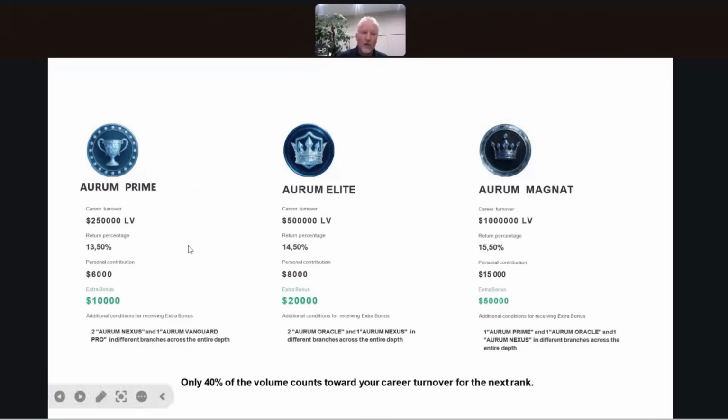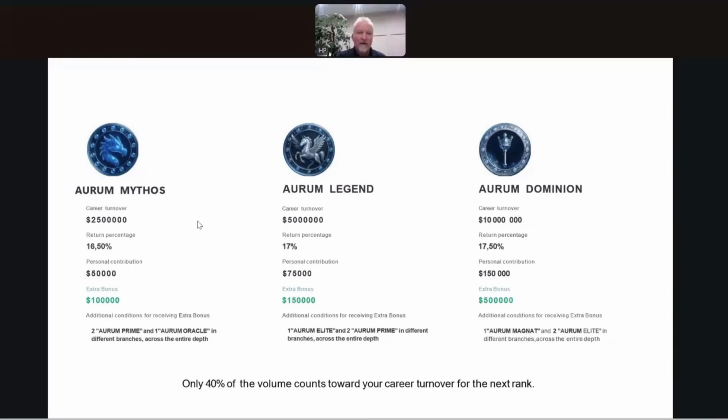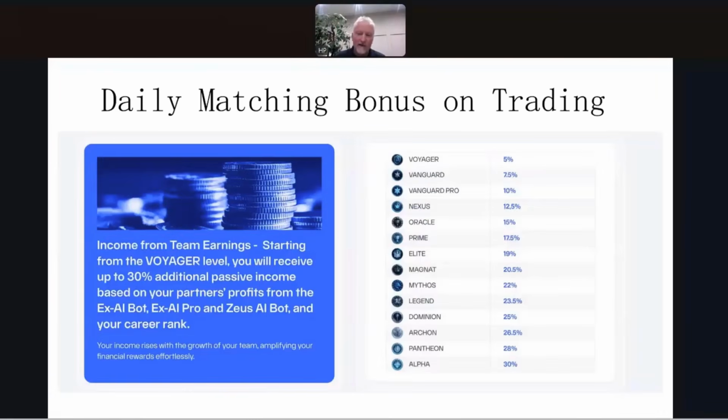Now, to go Prime, you need 3 legs. Now you have to introduce your 3rd person. You need 2 legs to go Nexus and 1 Vanguard. Elite is only 3 legs. Magnet, you only need 3 legs. Mythos, 3 legs. Legend, 3 legs. Dominion, 3 legs. And in the top ranks, you only need 2 legs. You've already 3 built, but the top ranks is very, very interesting.